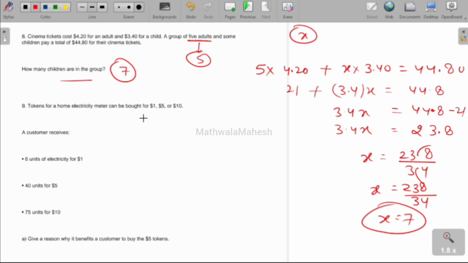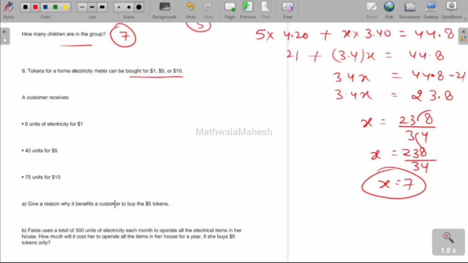Now the last question is the ninth one. A token for a home electricity meter can be bought for $1, $5 and $10. The customer receives 6 units of electricity for $1, 40 units for $5 and 75 units for $10. Give a reason why it benefits a customer to buy the $5 token.